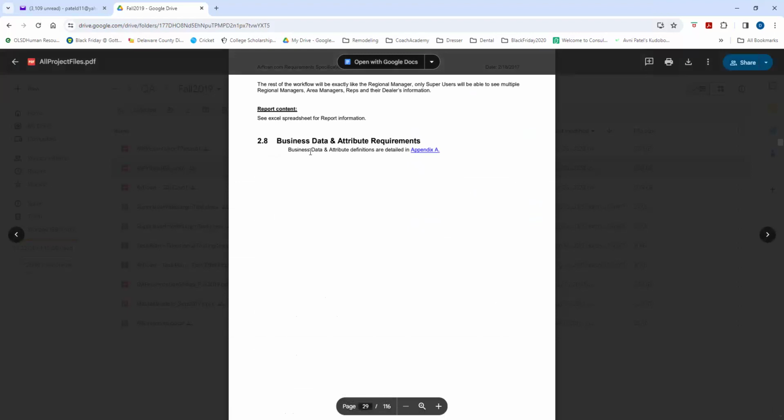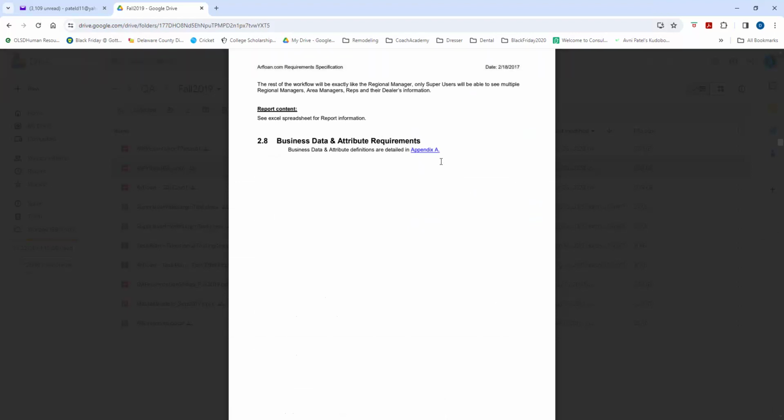Then it talks about the data and attribute requirements, right? They say it's defined in Appendix A, so you should look for it. Is there an Appendix A in the document? Do you guys find an Appendix A in the document? Yes, no? And if no, does it contain all of the attribute related definitions?